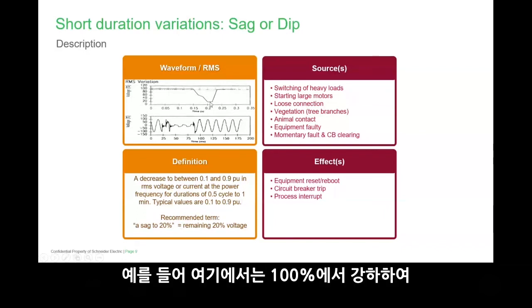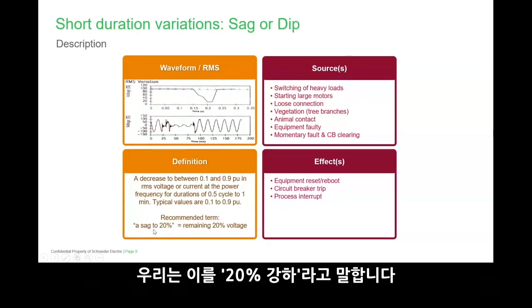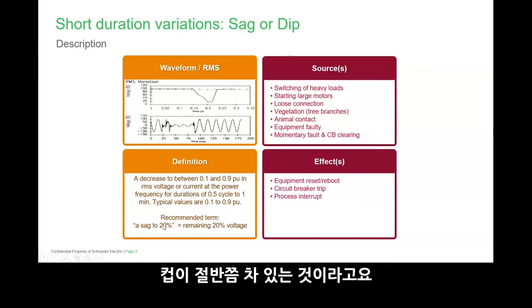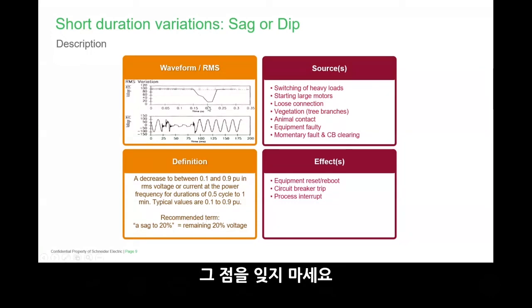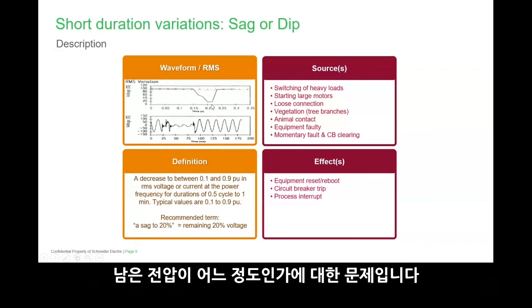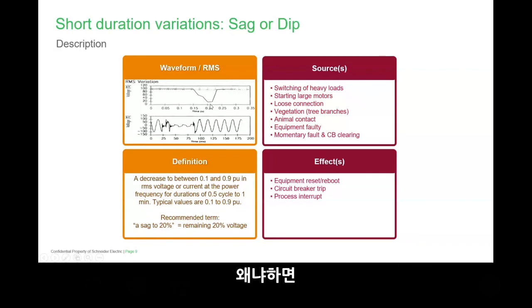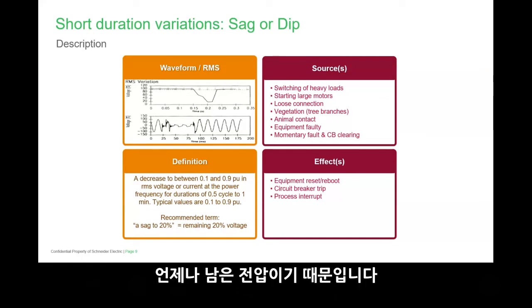So for example, from 100%, it dropped down to 20% left. So we say a sag to 20%. You always remember the cup is half full. Always talk about the remaining voltage. It's not how much it dropped, it's how much the remaining voltage is. Why? Because the remaining voltage is the one that tells us whether the equipment can continue to run its operation or not.